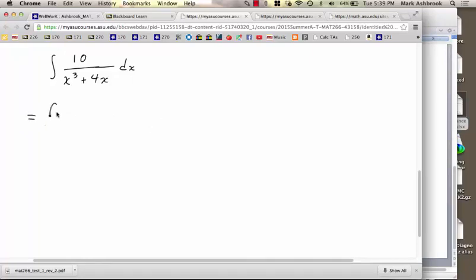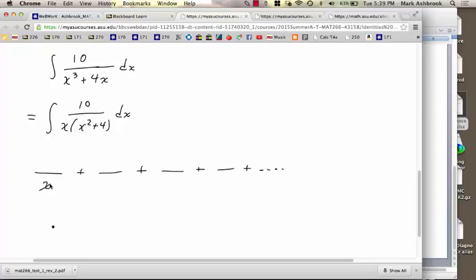What does this equal? 10 over... how does this factor? You pull an x out and you get x squared plus 4. Now we're ready to go. Decomposed form. First possible denominator: x. Next possible denominator: x squared plus 4. Any others? No.